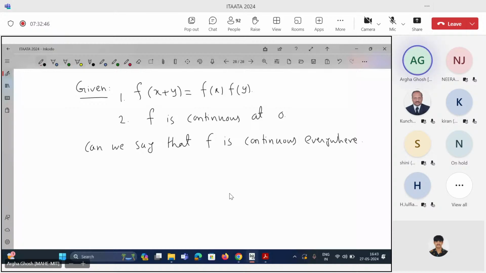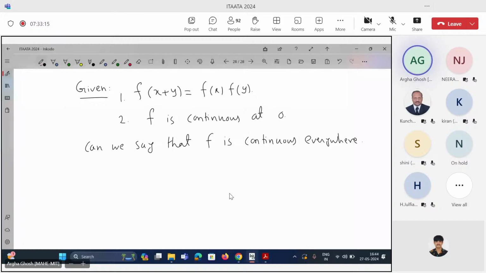Again you can see that f of 0 plus 0 is f of 0 into f of 0. So f of 0 is 0, which implies that f of x will be 0. So it will be the 0 function. One case is that you will have a 0 function. Is it clear? Like what we did in example number 6.